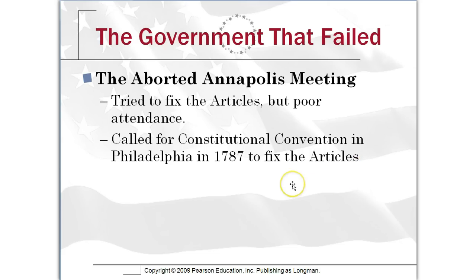So this is a quick history of our revolution, why the revolution happened, and then the first government we had that was created as a result of that revolution, which was very weak and led to basically deciding to create our new Constitution.